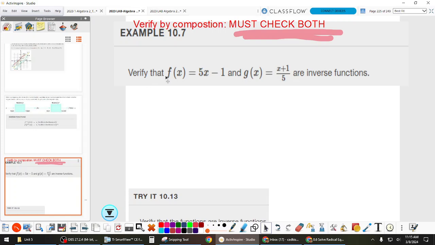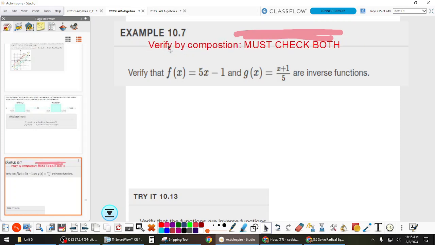One thing that you need to understand, look up here. This is kind of how your quiz question will sound. It's not going to have this part, right? It's not going to say use composite. So you do need to know that.